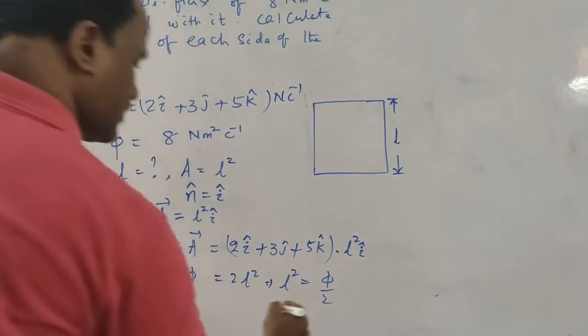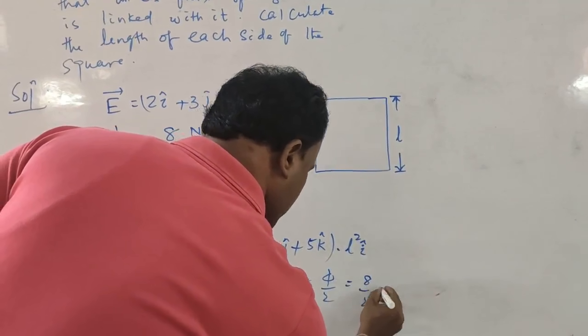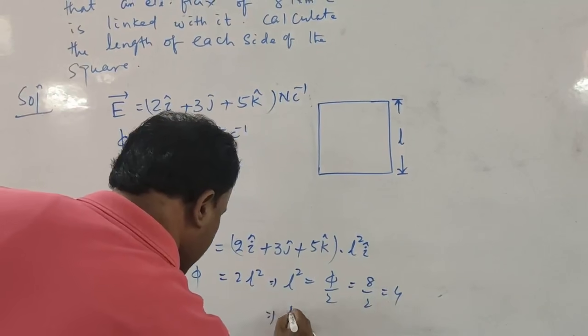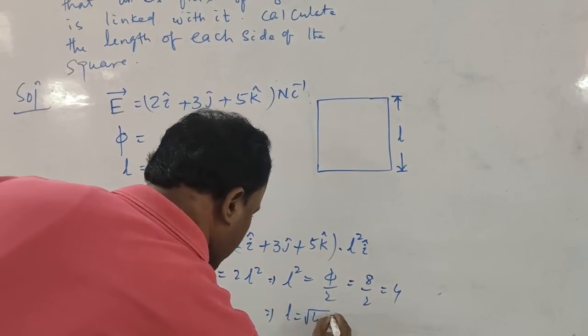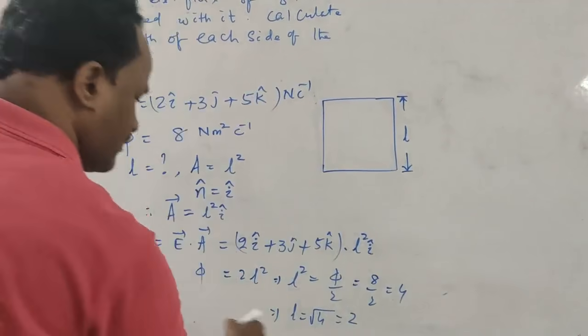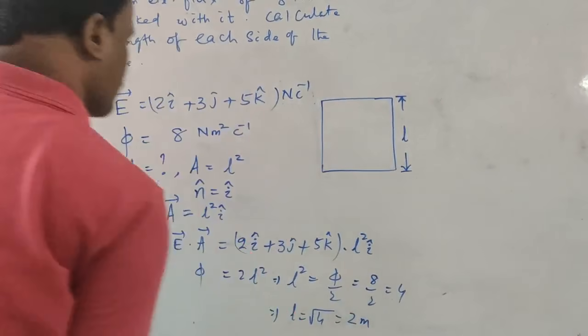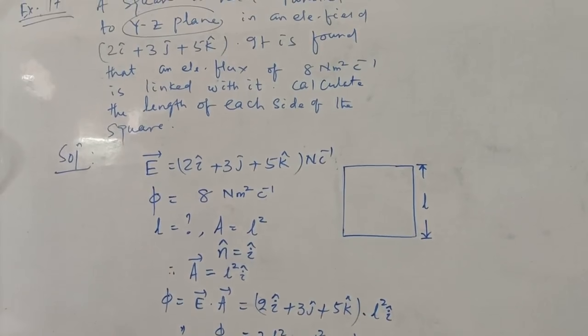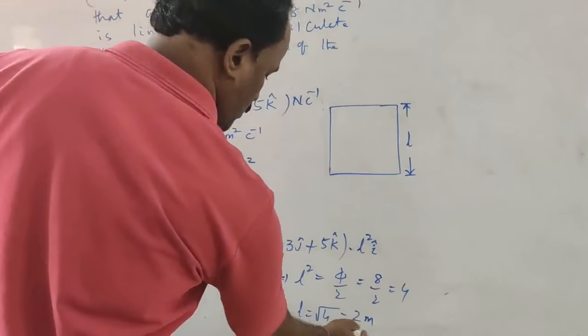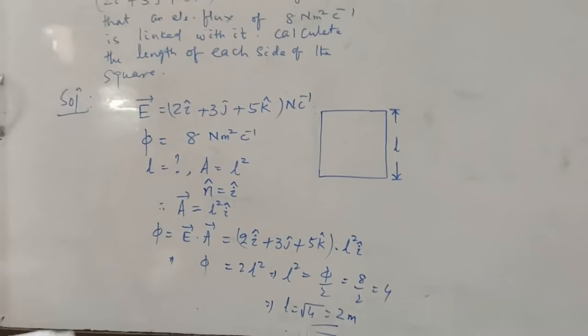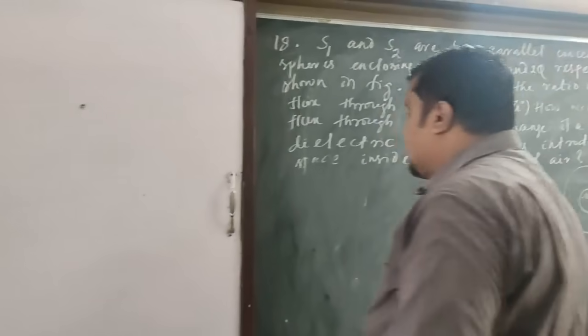Phi is how much? 8. 8 by 2 is 4, so L is equal to the square root of 4, which is 2, measured in SI unit as 2 meter. So the length of each side of the square is 2 meter. Clear? Then come to the next question.